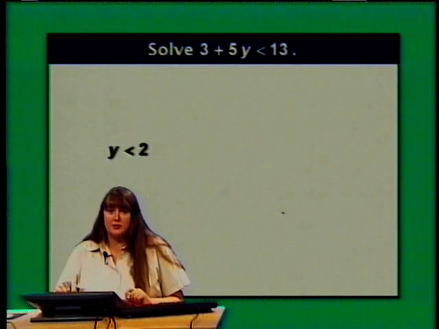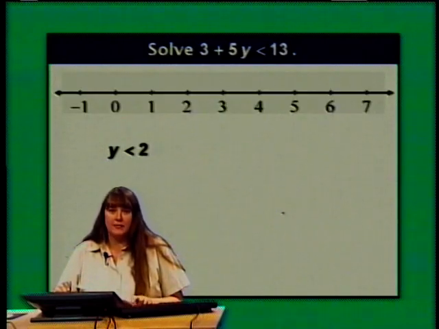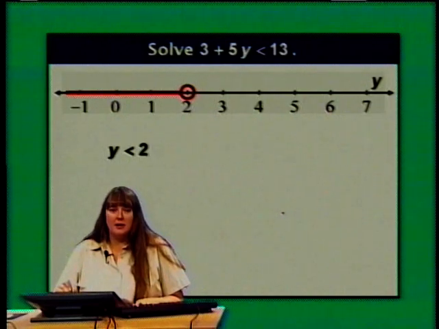Let's graph the solution set for y is less than 2. So I start with a number line. It's a y number line. My endpoint is 2. 2 is not included, so I draw an open circle at 2. Y is less than 2 means y lies to the left of 2. So I draw a line to the left of 2, and an arrow at the end indicating these solutions go on forever. Now I need to test my proposed solution set.